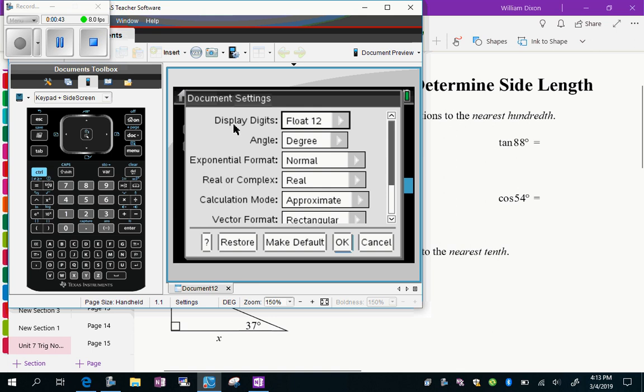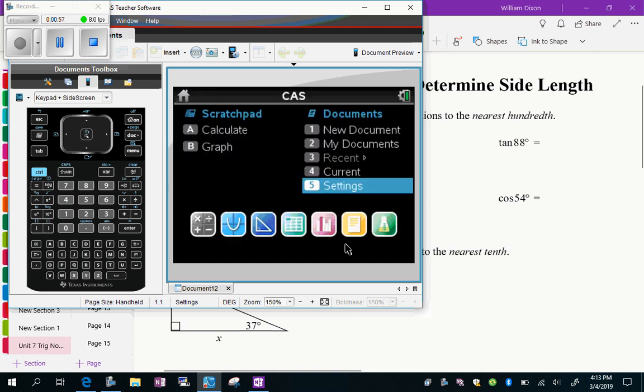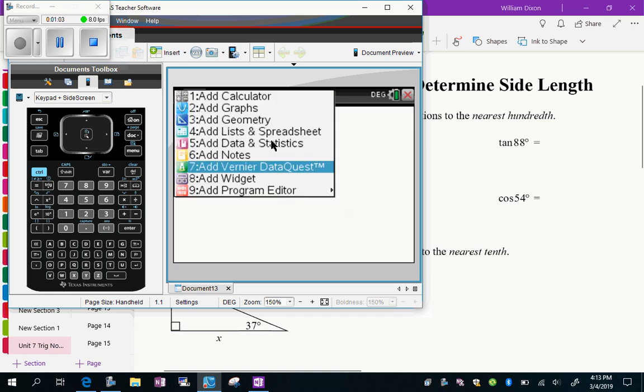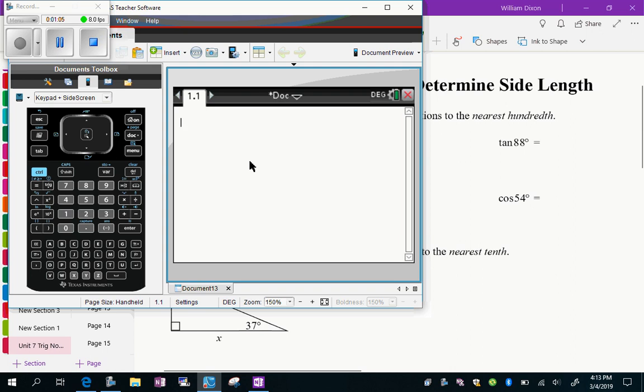Now, most calculators will default to radians for the angle. So if you're in radians, just change it to degrees. The other categories should look the same. So let's hit make default, and we should be ready to go. I'm going to go into new document, add calculator, and I'm going to use this trig button that's over here.